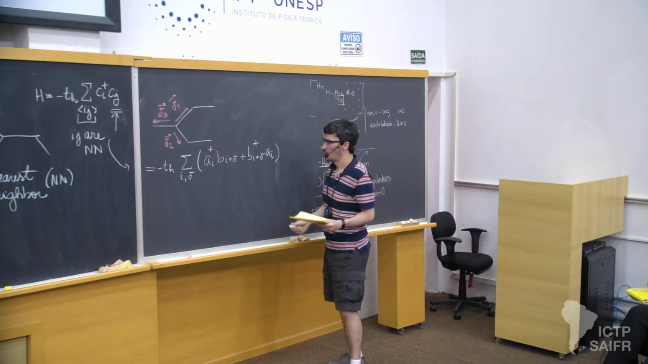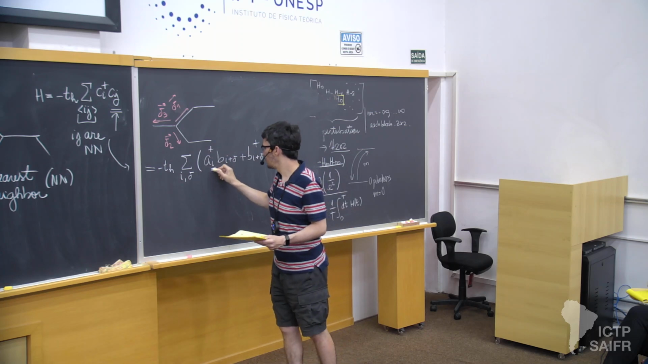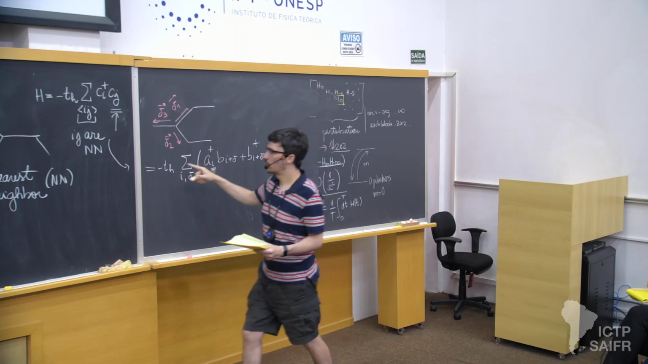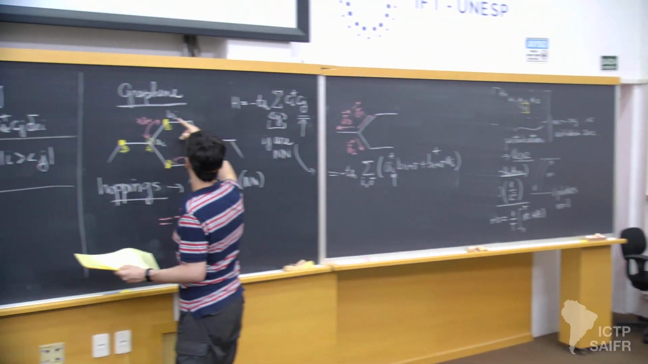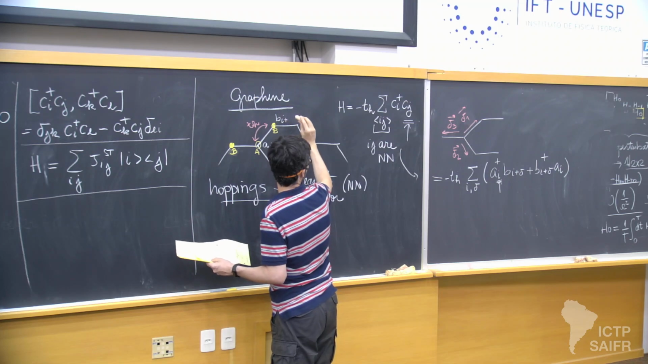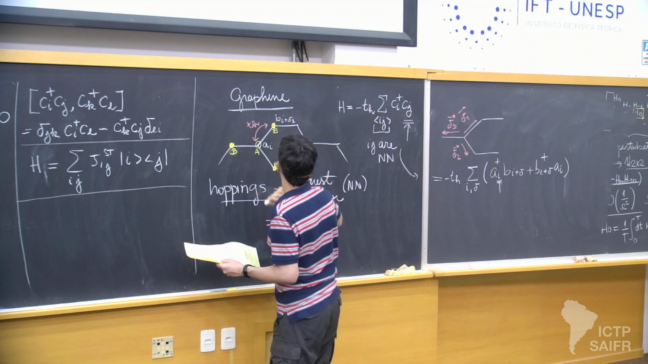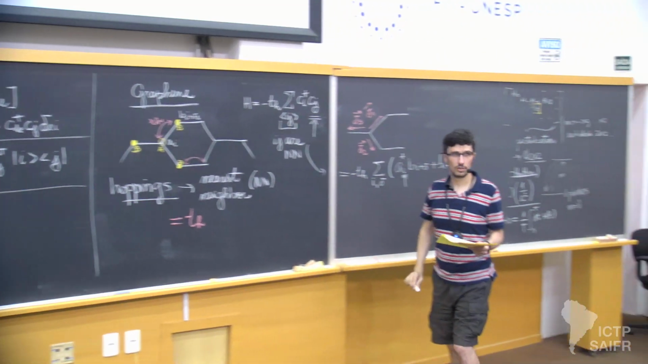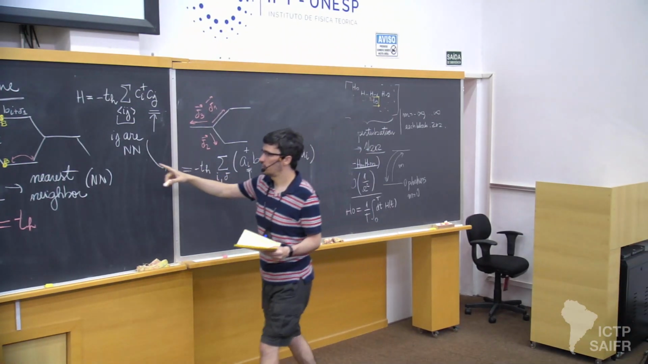Where i is some arbitrary index, such that this index i will only run, actually, I'm sorry, to be precise, this would be b_{i plus delta 1}, like this, just to be precise. The i will run over the A sites.